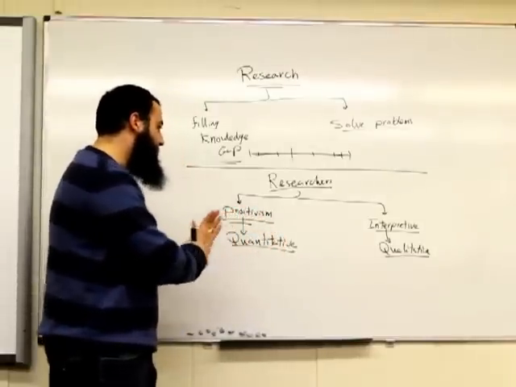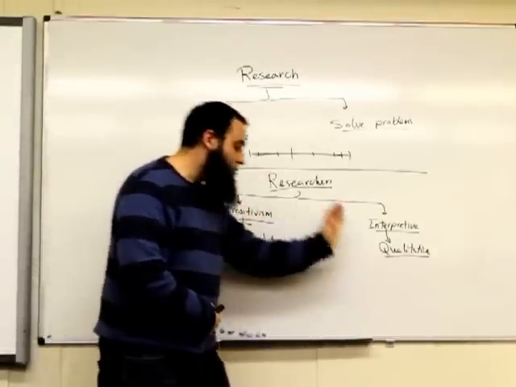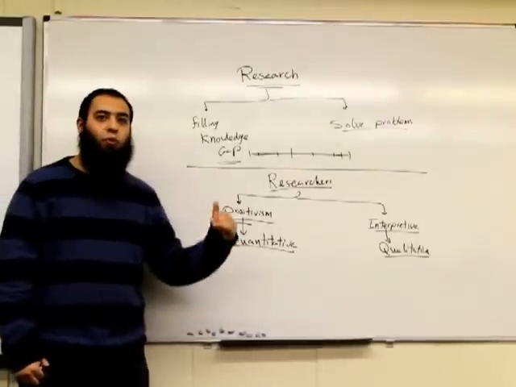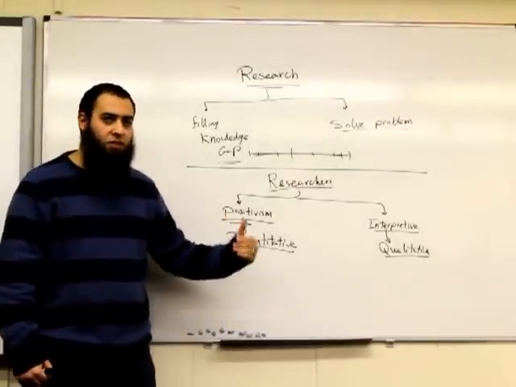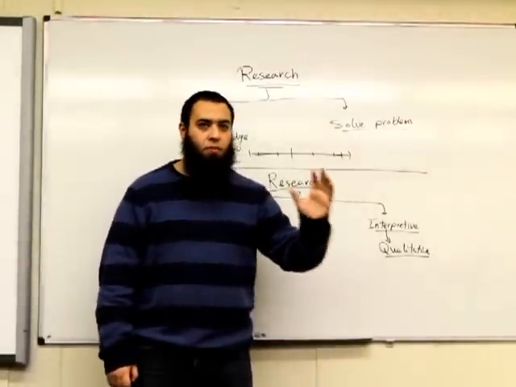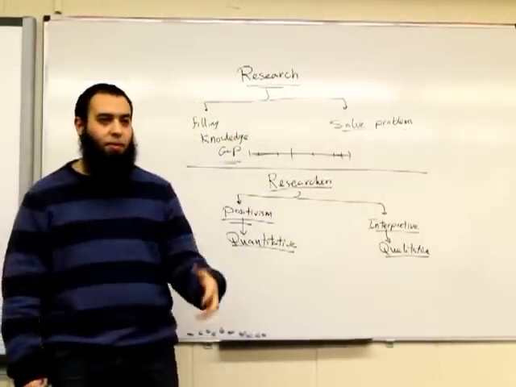So we have different schools, the interpretive school and the positivism school. This school, we call it the quantitative school, because they depend on statistics and testing hypothesis. This other school is very different because they try to describe what's happening in reality.